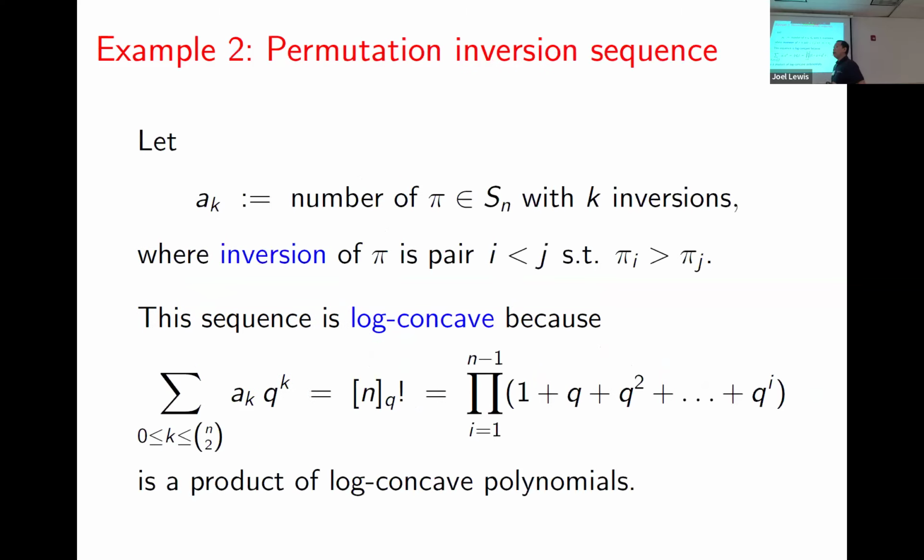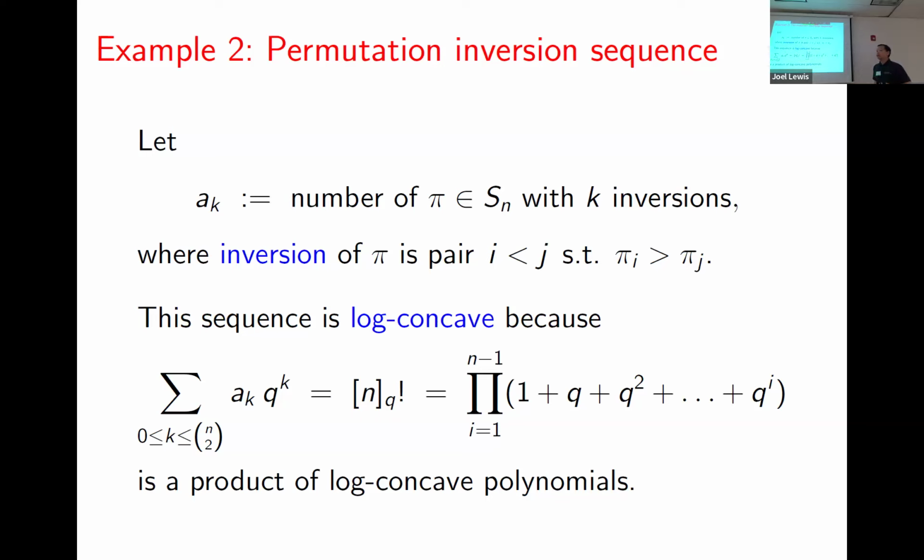The second example comes from permutation theory, where again n is fixed. Let a_k be the number of permutations with exactly k inversions. Here an inversion of a permutation is a pair i and j, where i is less than j, but pi(i) is greater than pi(j). So you invert the order. That's why it's called an inversion. Already for this sequence, as far as I know, you cannot prove it is log-concave by direct computation, because there is no closed form formula for a_k.